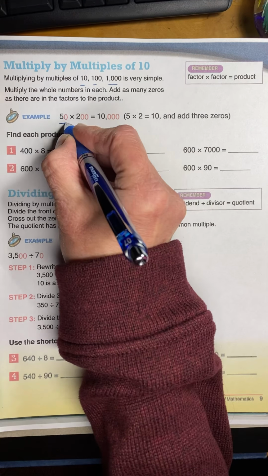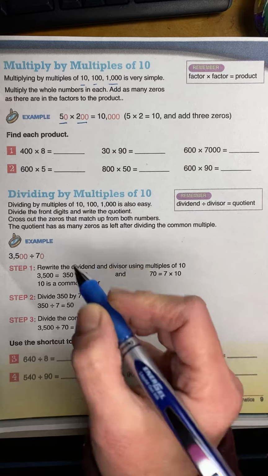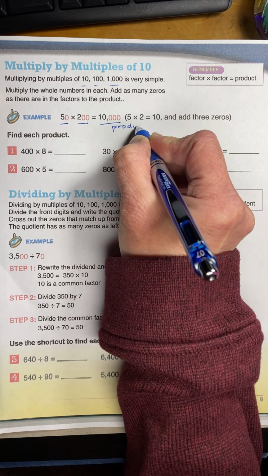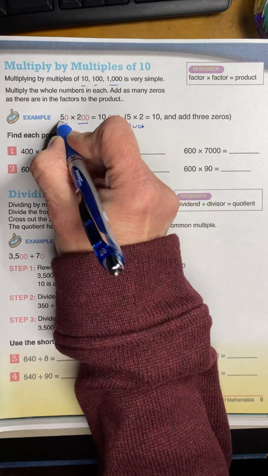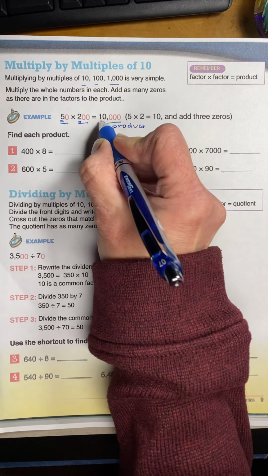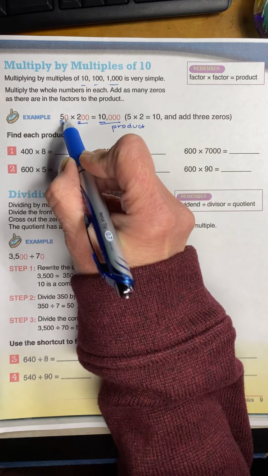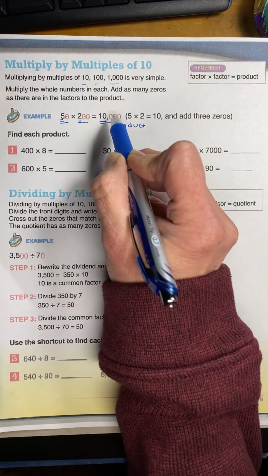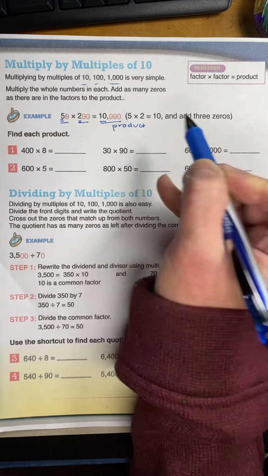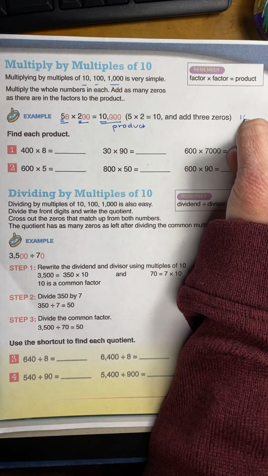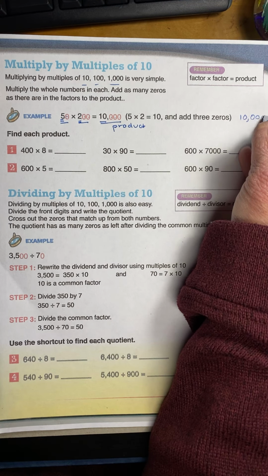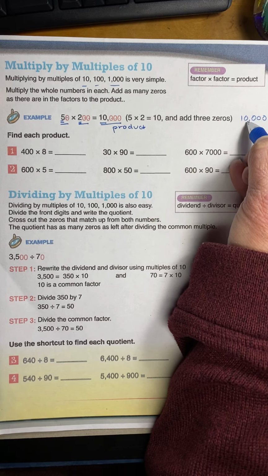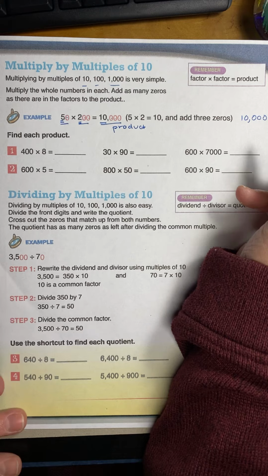So these two numbers being multiplied together are the factors. And of course, our answer is our product. So what did we do? We took 5 times 2, and we got 10. And then we counted our zeros. 1, 2, 3. So you add 1, 2, 3. That's why that answer was 10,000. Okay? 5 times 2 is the 10, and then we added those zeros.